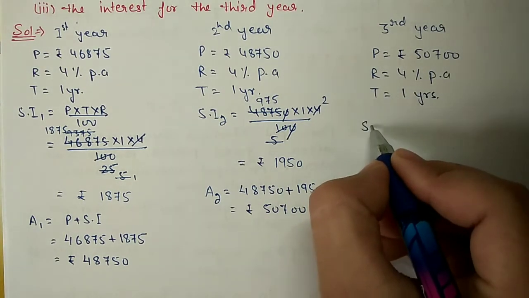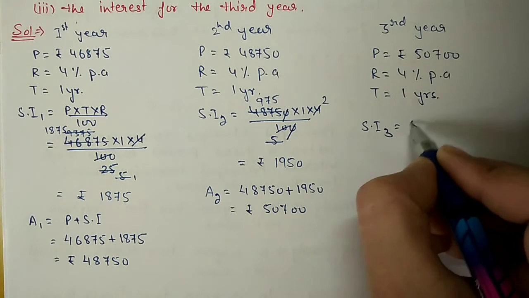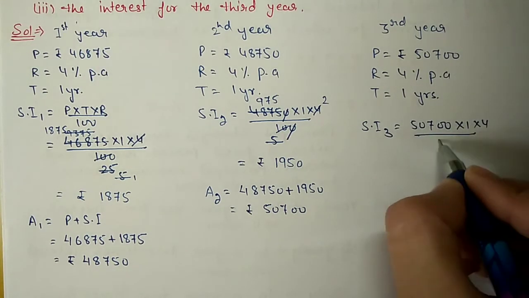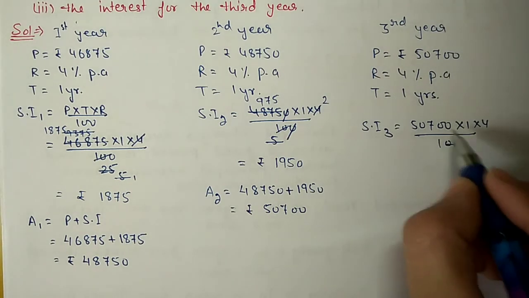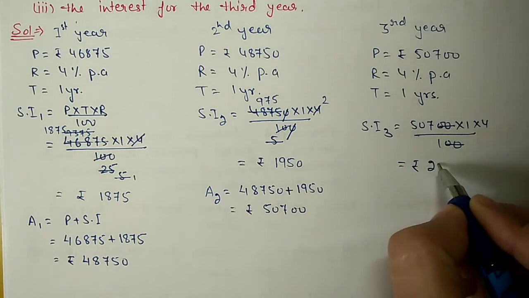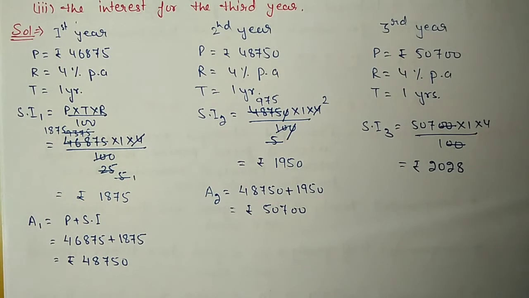So the simple interest for the third year is 50,700 into 1 into 4 divided by 100. So now these two zeros we can cancel directly, and after multiplication we will get 2,028 rupees.